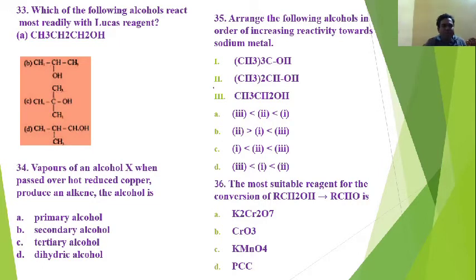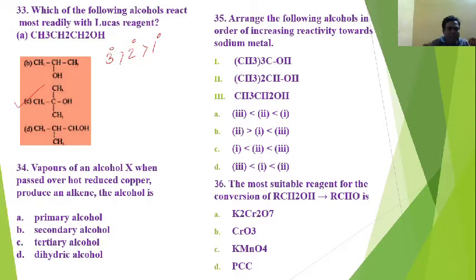Question number 33. Which of the following alcohols react most readily with Lucas reagent? In Lucas reagent, the order of reactivity is tertiary greater than secondary greater than primary. It undergoes SN1 reaction. We know that in SN1 reaction, the reactivity order is tertiary greater than secondary greater than primary. So the answer is C, tertiary butyl alcohol.